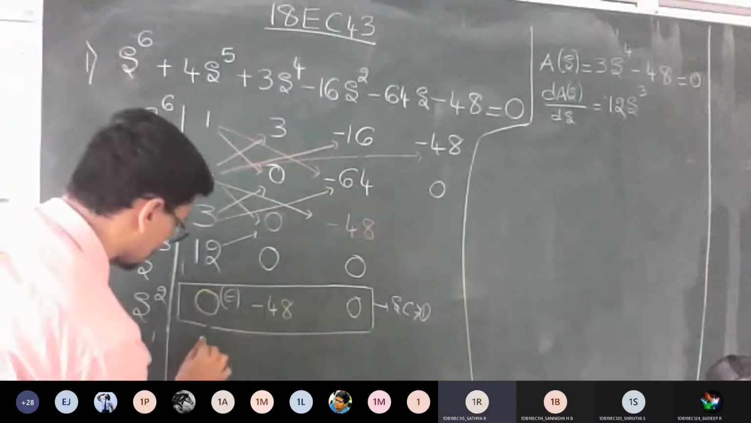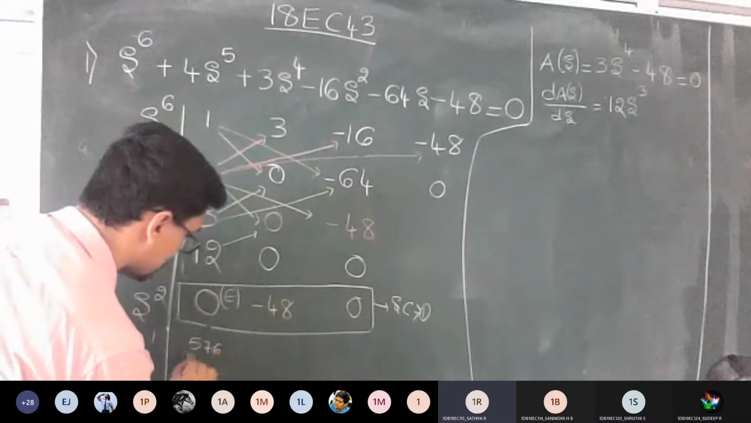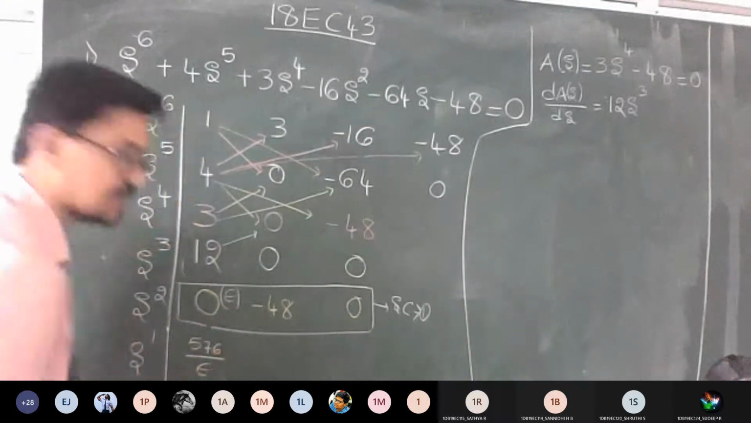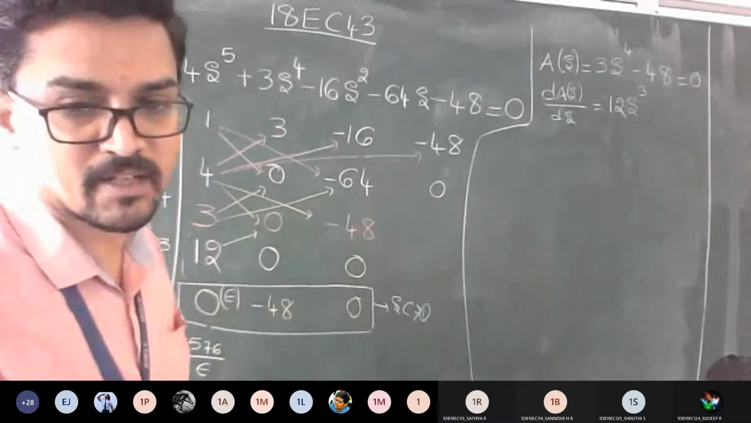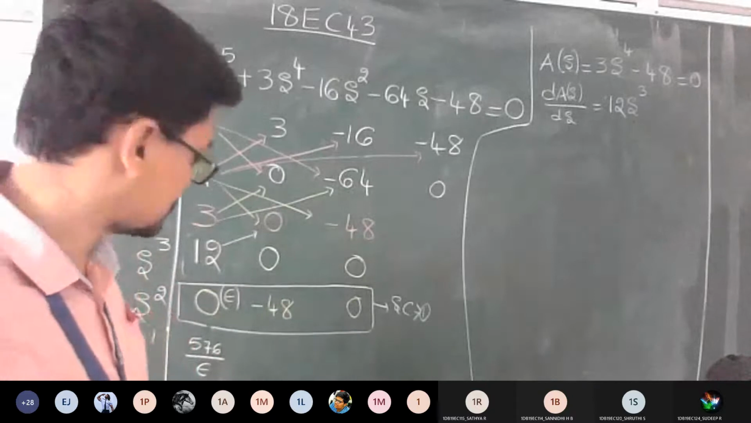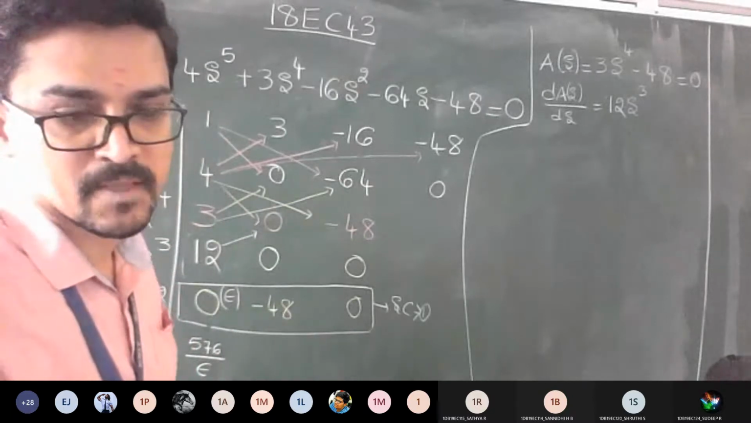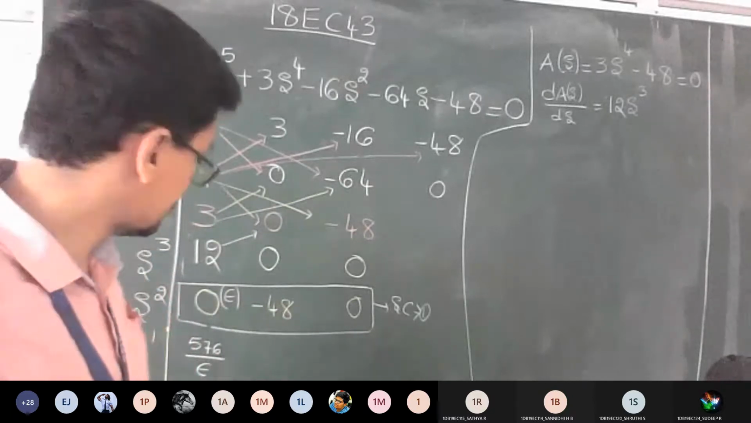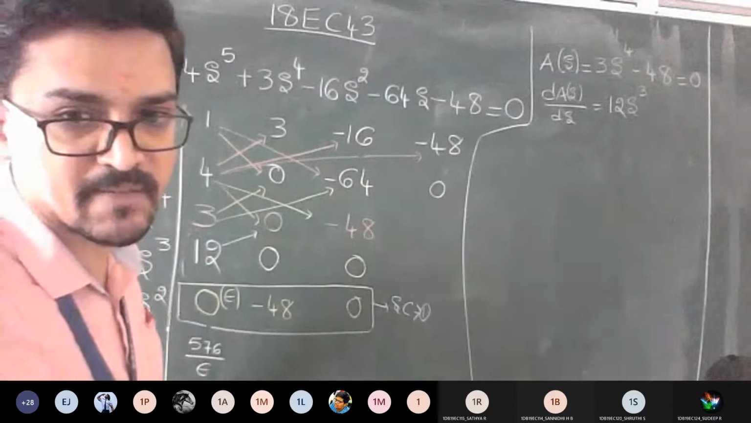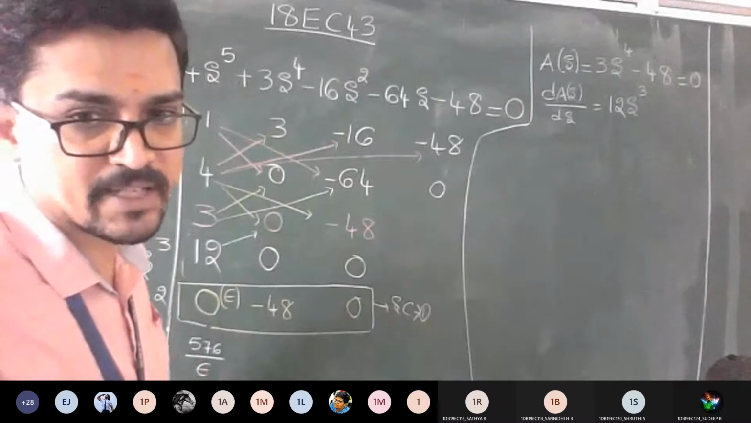576 by epsilon. 576 by psi. Permeability or epsilon symbol, psi symbol, sorry. Is it okay? So what is this answer? Any number divided by this after applying your limit.